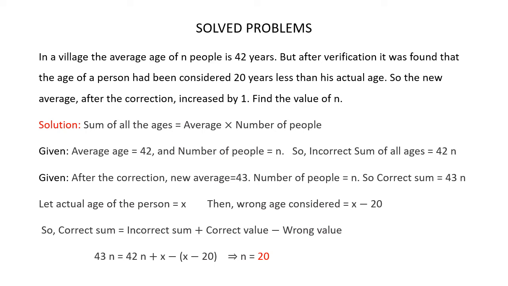Now we know that correct sum is equal to incorrect sum plus correct value minus wrong value. So we know that the correct sum is 43n, incorrect sum is 42n, correct value is x, and wrong value is x minus 20. So substituting all these values in this formula, we get 43n is equal to 42n plus x minus (x minus 20). On solving this, we get n is equal to 20.